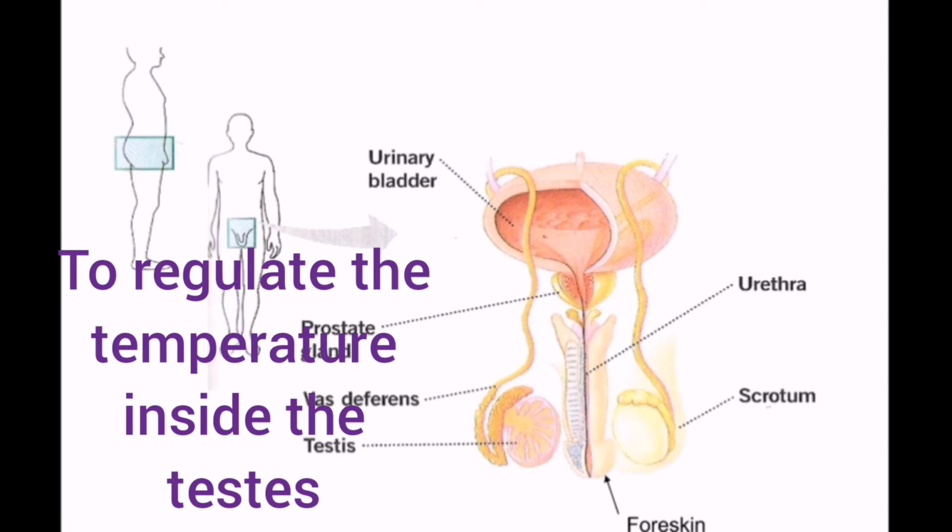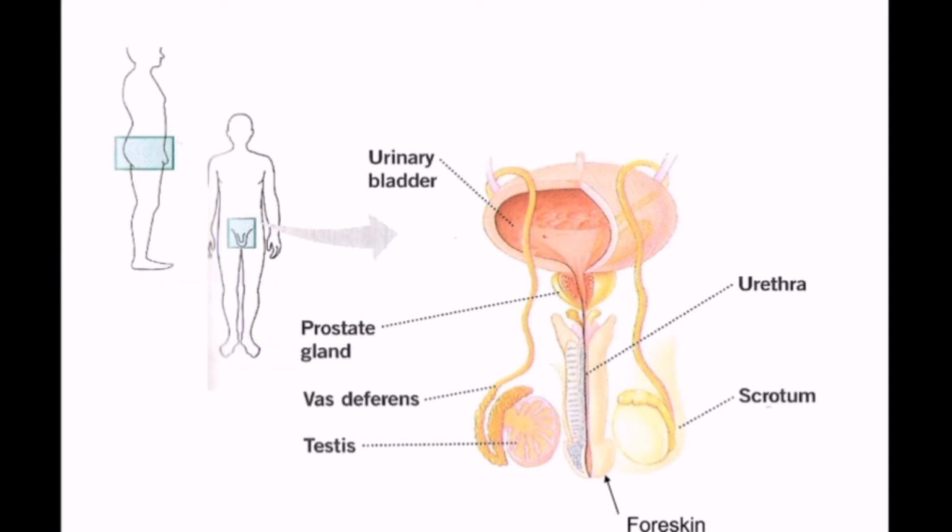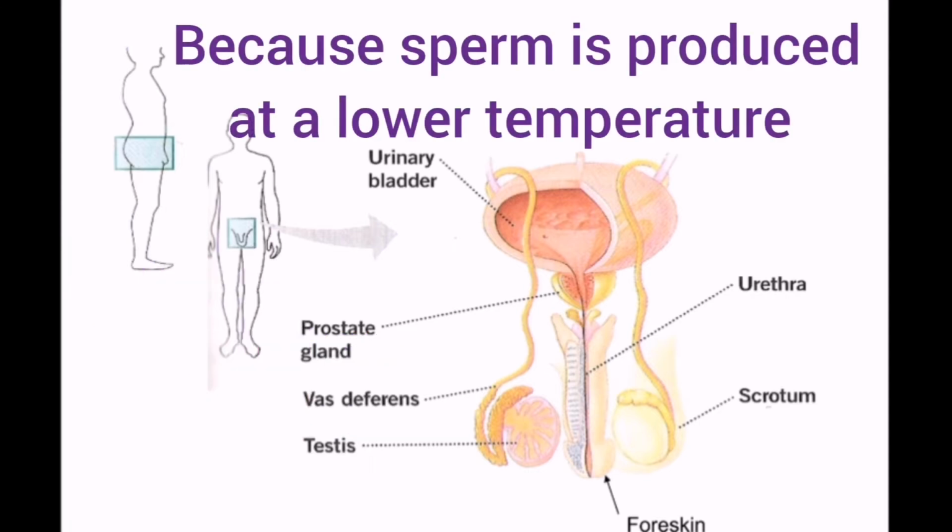The reason why we need the testes to be moved further away or closer to the body to regulate the temperature is because sperm is made in the testes. That's its function. The function of the testes is to make sperm, but sperm actually gets produced at a temperature that is lower than human body temperature. So you need the testes to always be a little bit cooler than human body temperature.